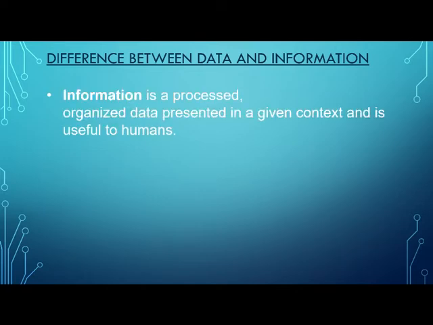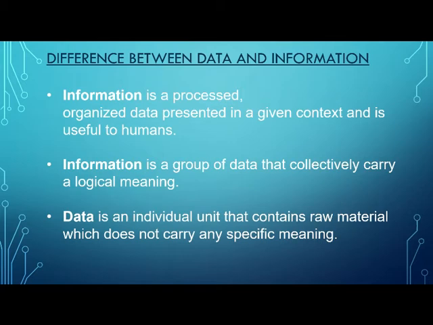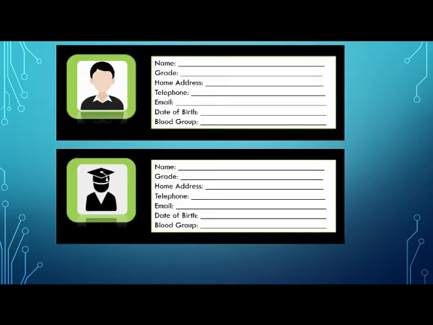Information is processed, organized data presented in a given context, and it is useful for humans. Information is a group of data that collectively carries a logical meaning, and data is an individual unit that contains raw material which does not carry any specific meaning. When a set of data is gathered, it can provide organized information about something more specific.